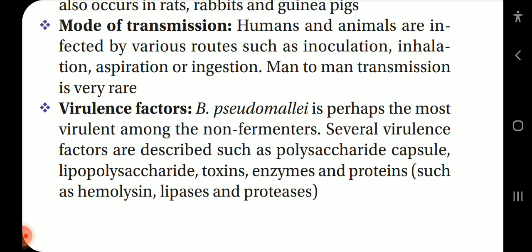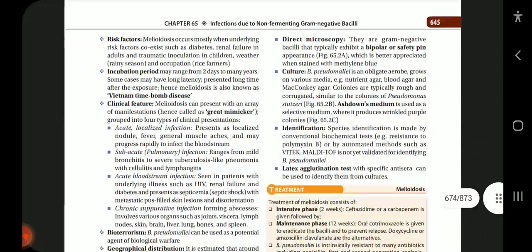Virulence factors: Burkholderia pseudomallei is perhaps the most virulent among the non-fermenters. Several virulence factors are described such as polysaccharide capsule, lipopolysaccharide, toxin, enzymes, and proteins such as hemolysin, lipases, and proteases.